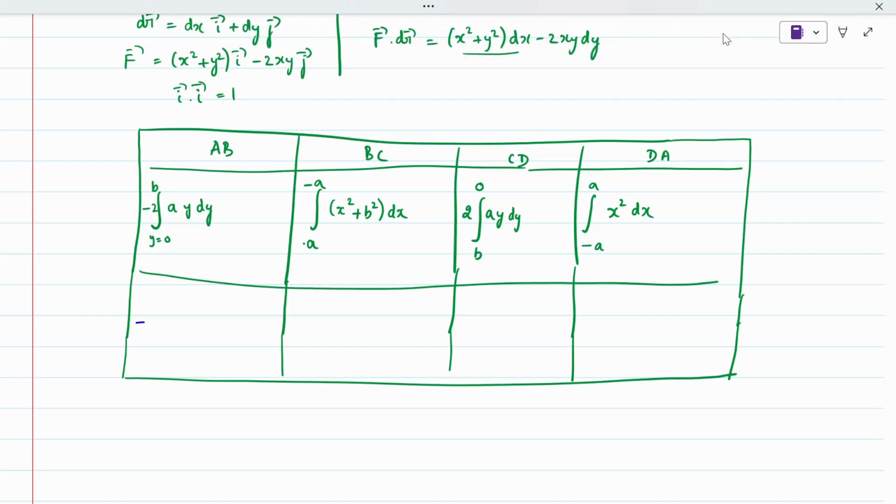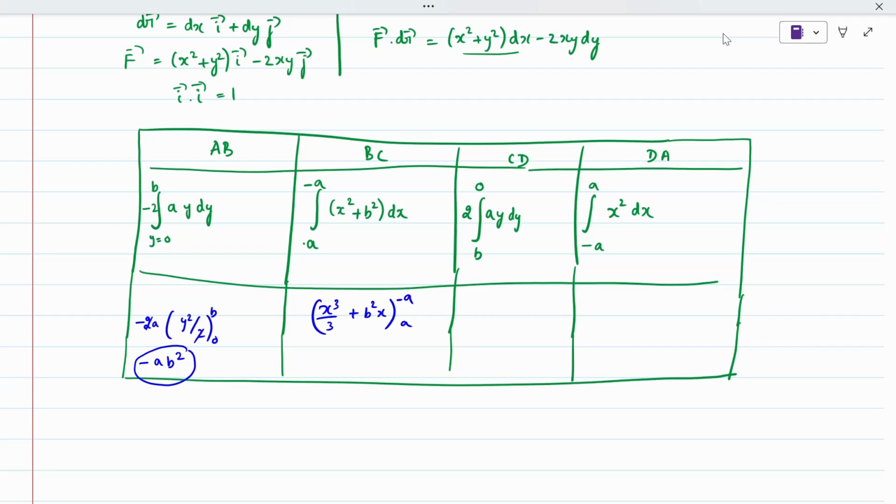So minus 2a as it is. So y squared divided by 2, 0 to b. So the answer I am getting is minus a b squared. Correct? This 2 gets cancelled. Minus ab squared. So in this, when I do integration with respect to x, I have to do x cube by 3 plus b squared x. So when I substitute minus a to a, this is my final answer, minus a b squared.